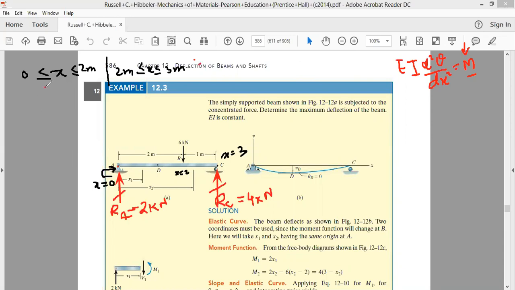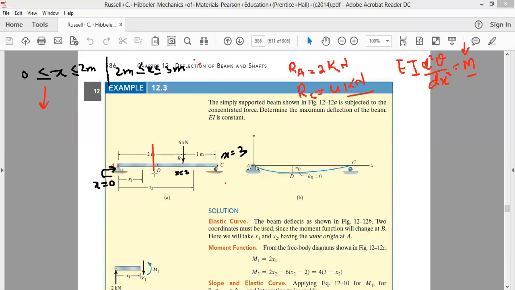We know for this section, for x greater than or equal to 0 and less than 2 meter, that is for section AB, let's take a section here. RA and RC are known to us. We will write it here: RA is equal to 2 kilonewton and RC is equal to 4 kilonewton. This is quite known to us, no problem with this. Now in this section, we will draw a section.